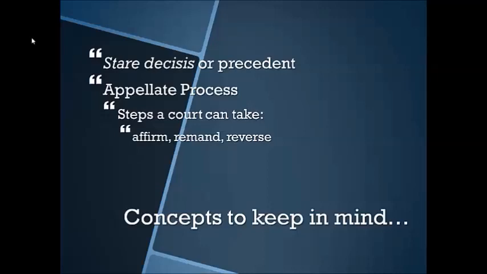I want to take a second and talk about the steps that an appellate court can take so that you understand the procedural rulings that appellate courts make in case law. So an appellate court can affirm a decision, they can reverse a decision, and they can remand a decision, or they can do a combination of these three things.